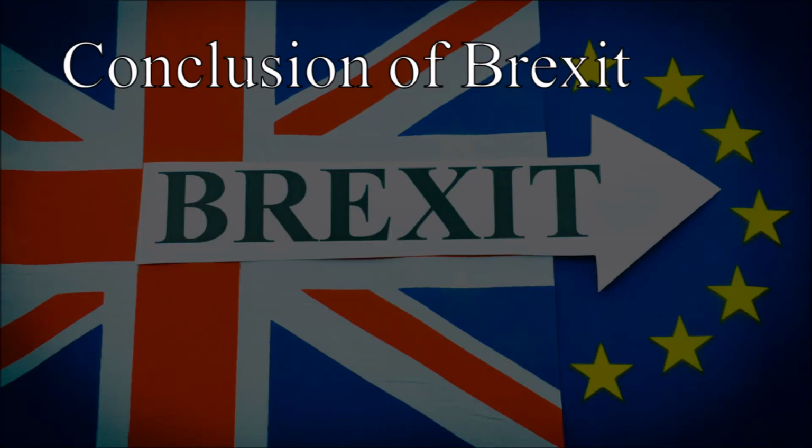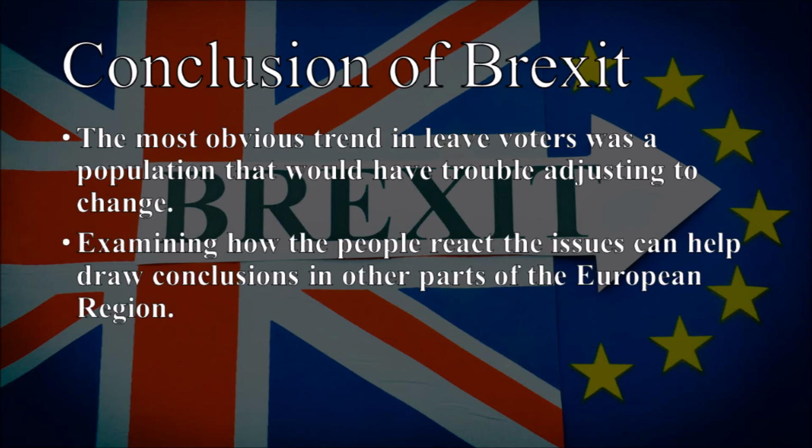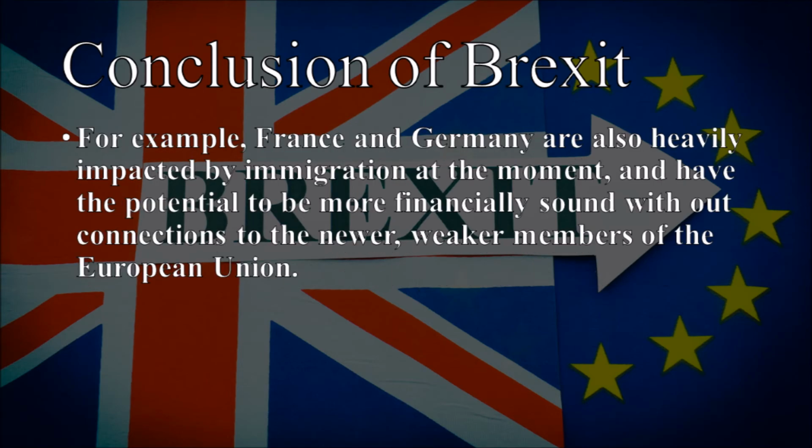So in conclusion of Brexit, a very obvious trend in Leave voters was a population that would have trouble adjusting to change. This group was generally older and had poorer access to public services and was less educated. We can also see that examining how the people react to the issues can help draw conclusions in other parts of the European region. For example, France and Germany are also heavily impacted by immigration at the moment and have potential to be more financially sound without connections to the newer, weaker members of the European Union.